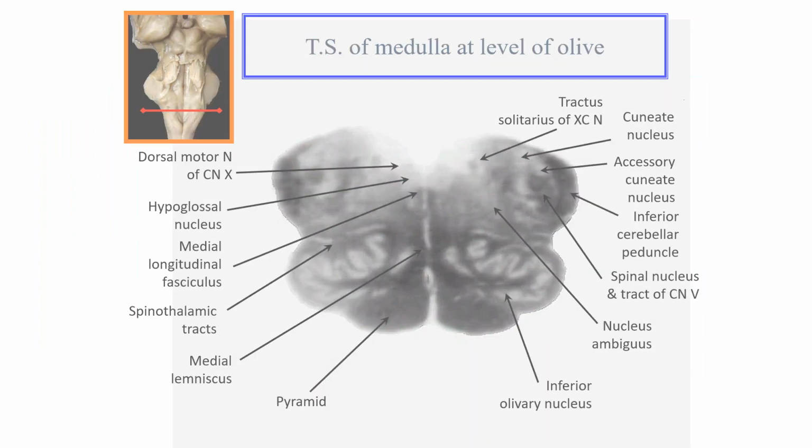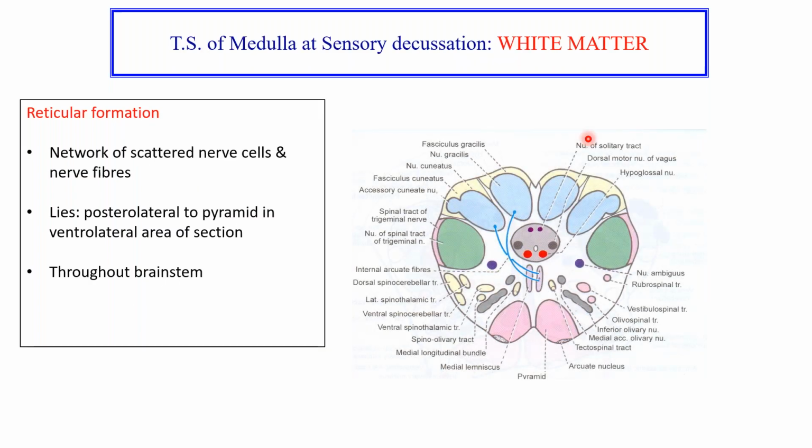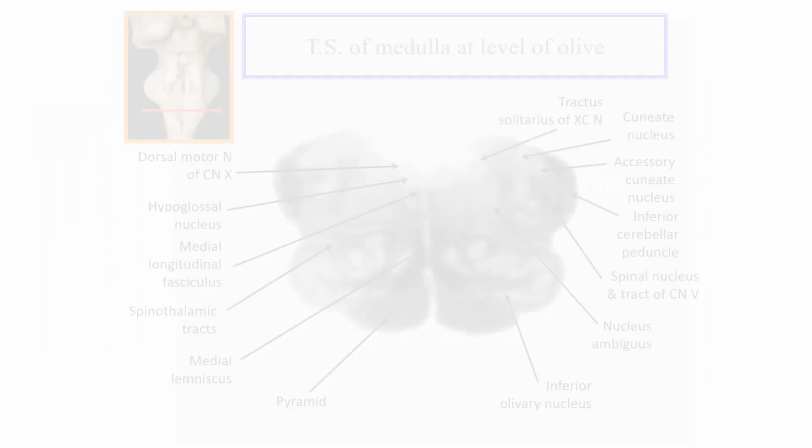So we are done with the two important sections, the sections at the sensory decussation. You should be able to explain the sensory decussation in this picture. You should be able to explain all the gray matter nuclei and the white matter fibers at both planes. So these two pictures are very important: sensory decussation and pyramidal decussation.